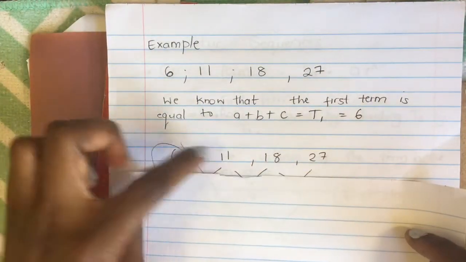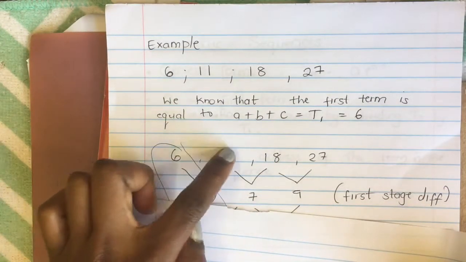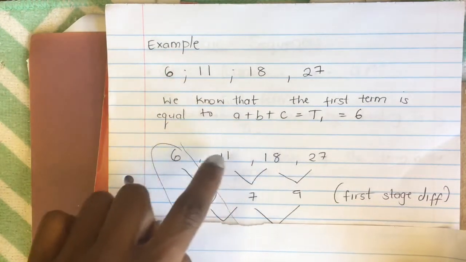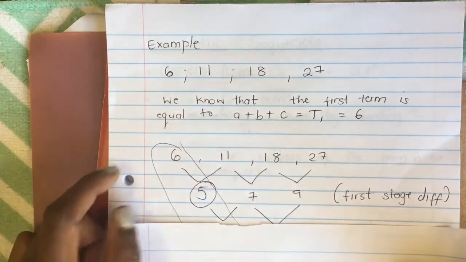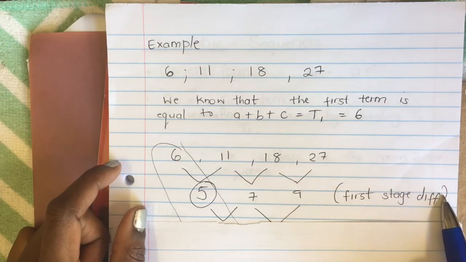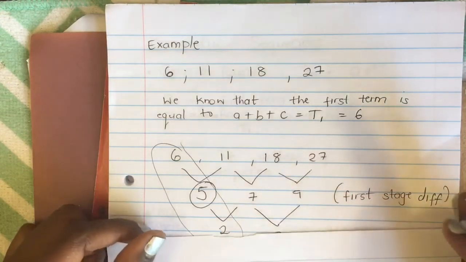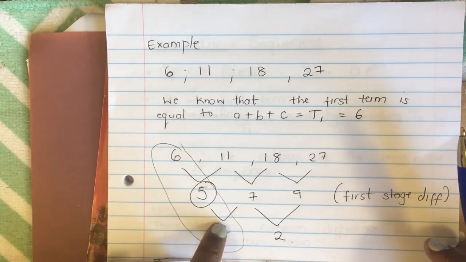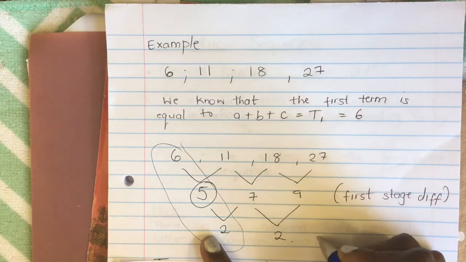So here is 6, 11, 18, and 27. The difference between 6 and 11, 11 minus 6, is 5; 18 minus 11 is 7; 27 minus 18, we get 9. Then that is our first stage difference. If you notice now, this one becomes an arithmetic sequence, and the difference is 2, 2. It stays the same, which is the second difference.